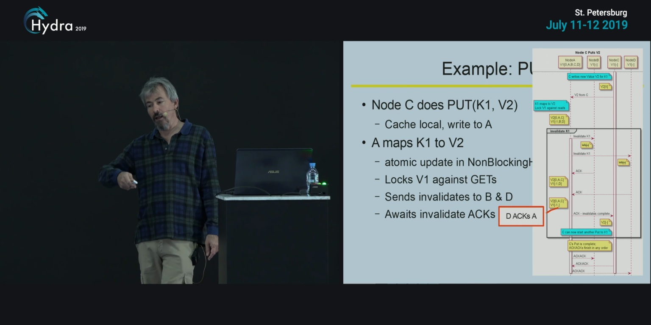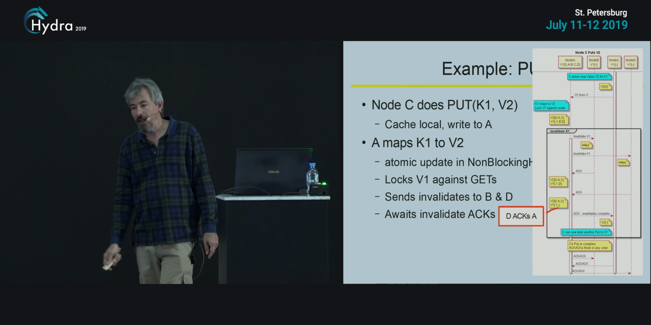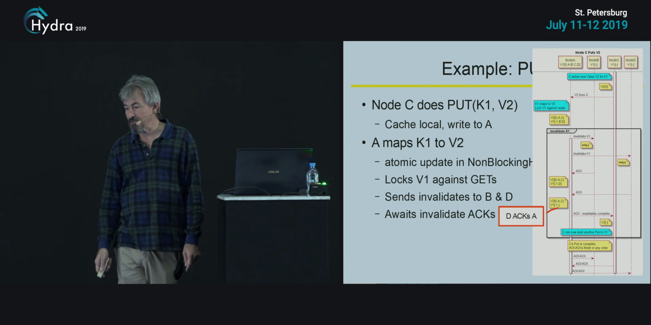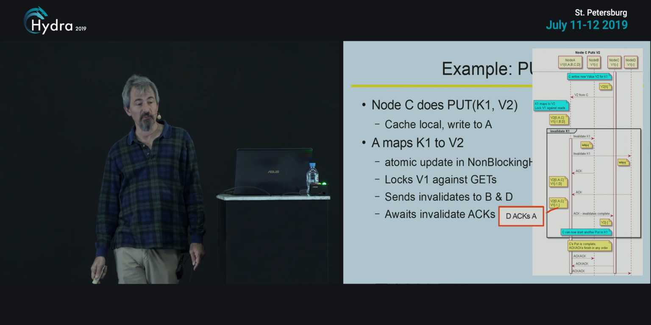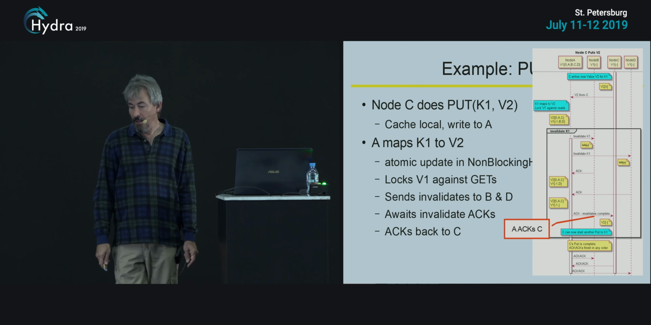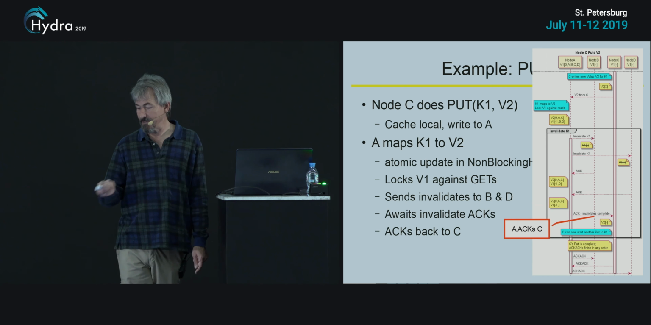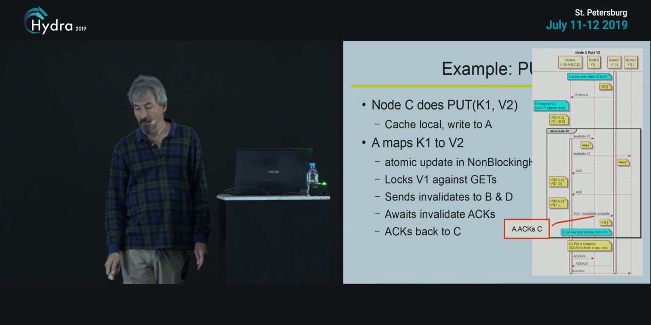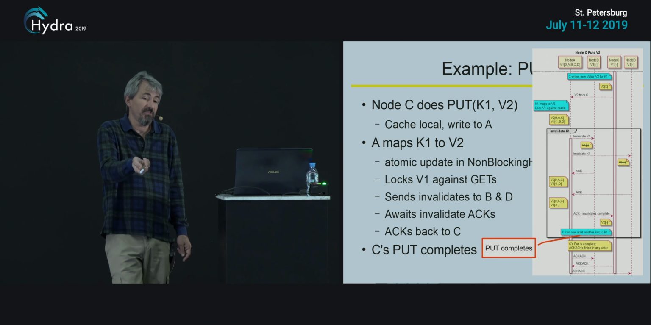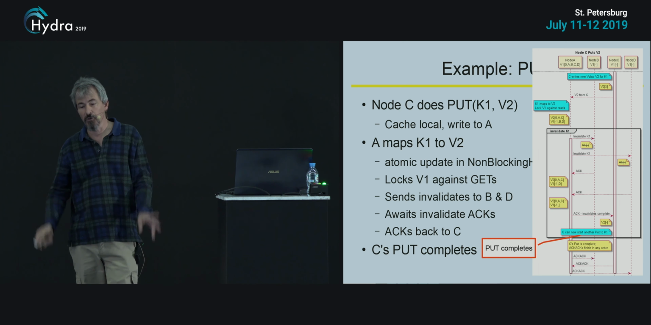And at that point, node A knows that no one else in the cluster has a copy of the old value for the model. Now C has a new copy, and A has a new copy, but B and D don't have a copy of the old value. And so at that point, A can ACK back to C saying, your put has completed. And then C, now that his put is completed, is allowed to start a new put if he wants to, say, I've got a new version of the model, even newer, or do whatever he needs to do.